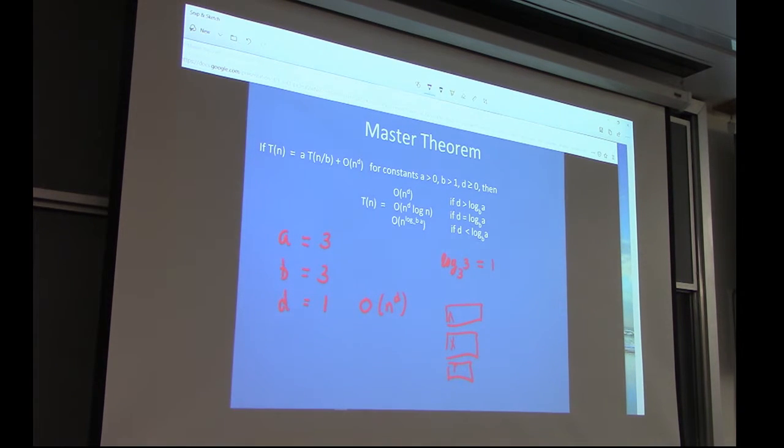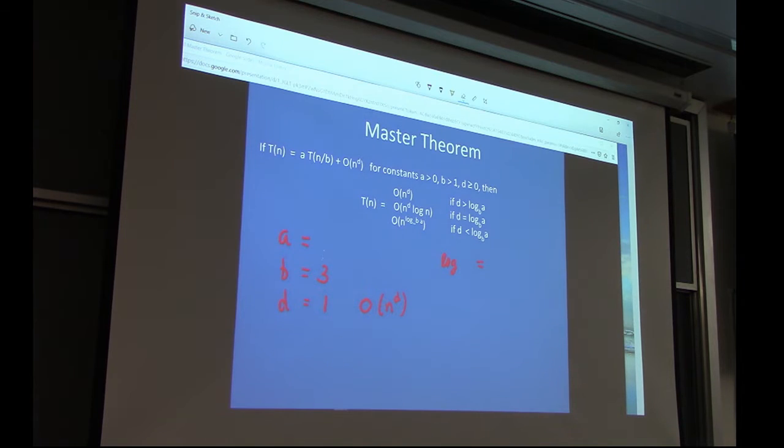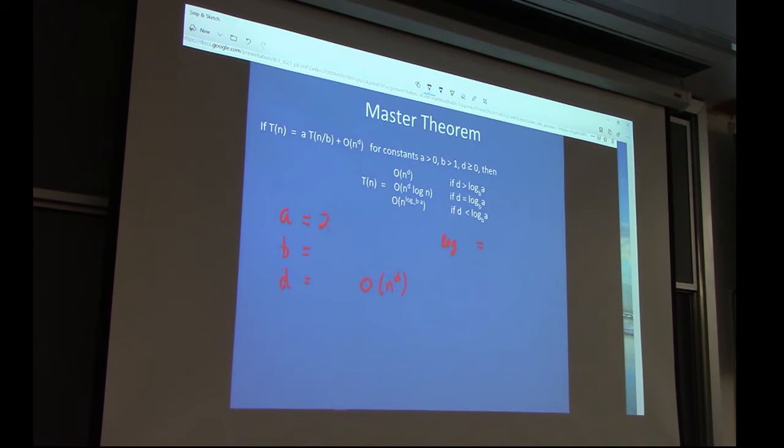Okay. What about, let me think of one here. How about a strange algorithm that makes 2 recursive calls, each half the size of the original, and it does a log n amount of work, exclusive of the recursion. So imagine it's like merge sort, except the merge takes log n time. It's not a merge, but it just takes log n time to do what it needs to do. So what would A and B be? 2 and 2. And what would D be?